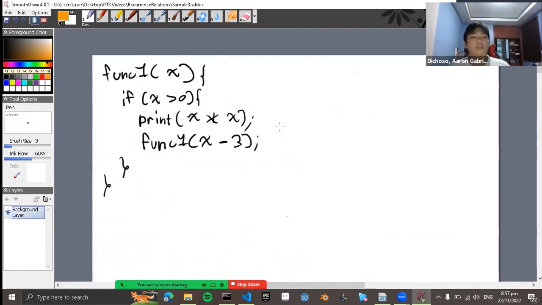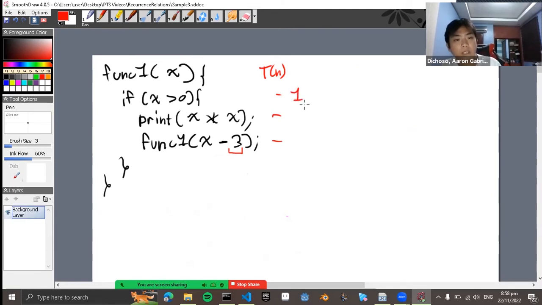So here we have a function naman. Now instead of decrementing by 1, we are decrementing by 3. Iba naman yung pag-minus natin. Let's solve it as usual. Let's look for the closed form. The time function pala, just the time function in general.